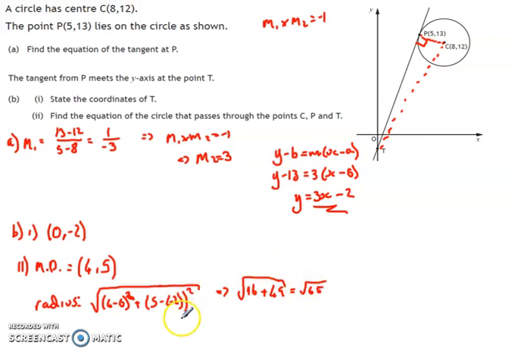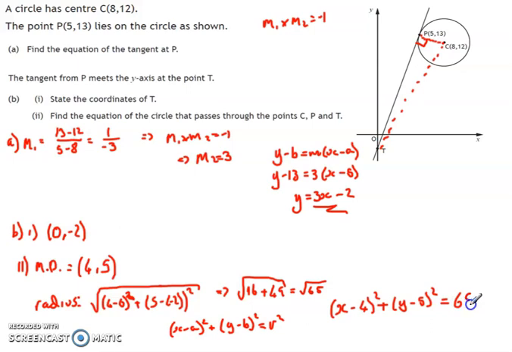Now we know the equation of a circle is given by x minus a squared plus y minus b squared equals r squared, and for that a and b are the centre, and r is the radius itself. So given all this information I've got here, the midpoint, the radius, what I can quite simply say is that the equation of my circle is going to be x minus 4 squared plus y minus 5 squared equals 65. There you go, the equation of the circle that goes through the points C, P, and T. So answering that part of the question there.